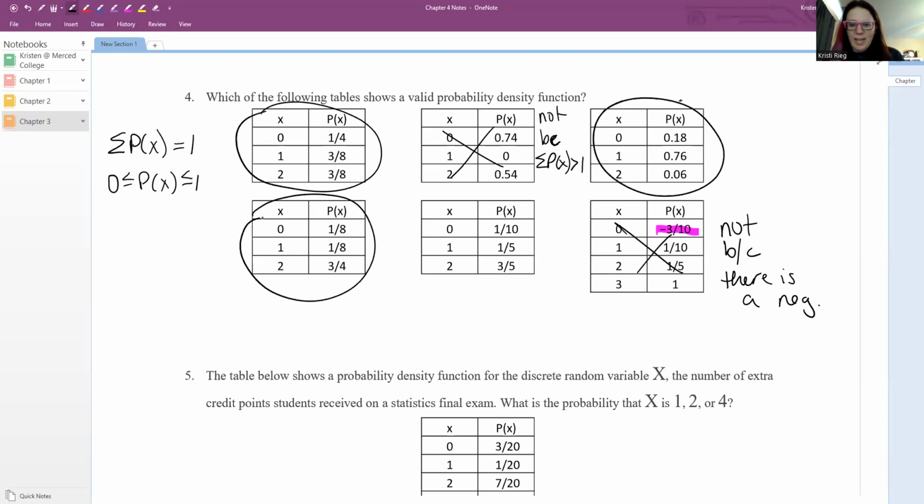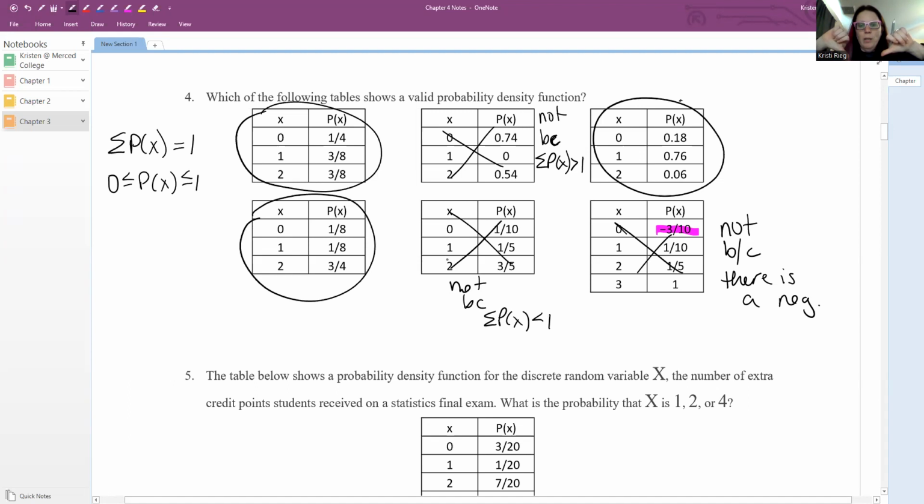And now I see that it equals 0.9. So I'm going to say not valid, because the sum of the probabilities was less than 1. So it doesn't matter if it's less than or greater than 1, those are both out. If there's a negative or if there's a number greater than 1, that would be out too.